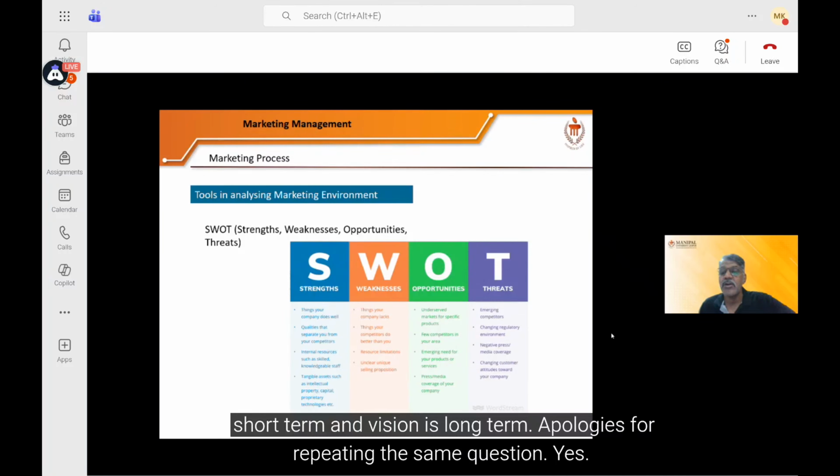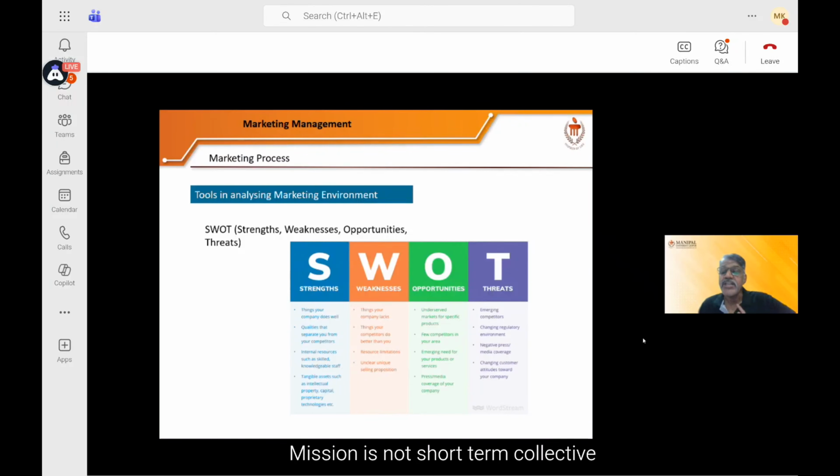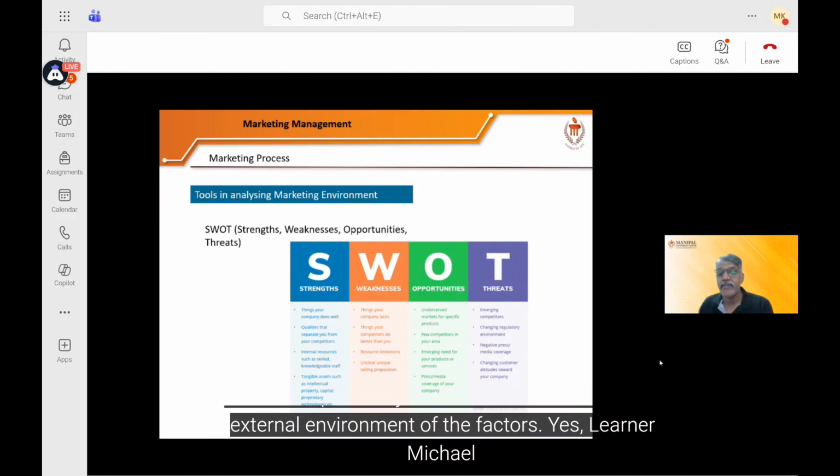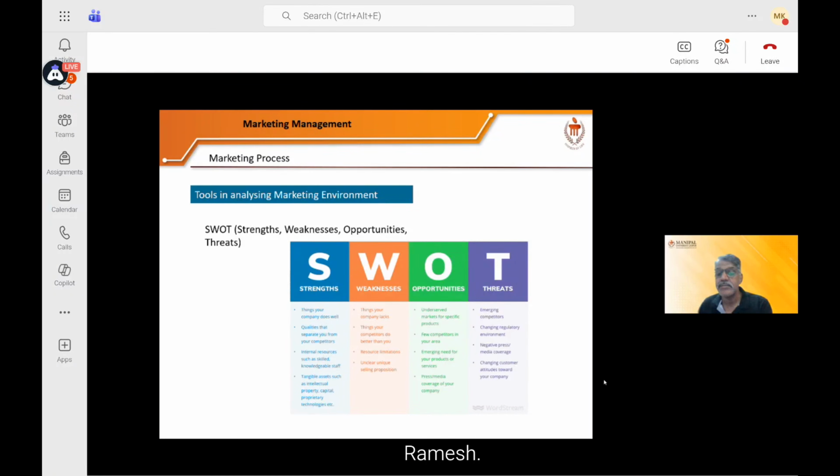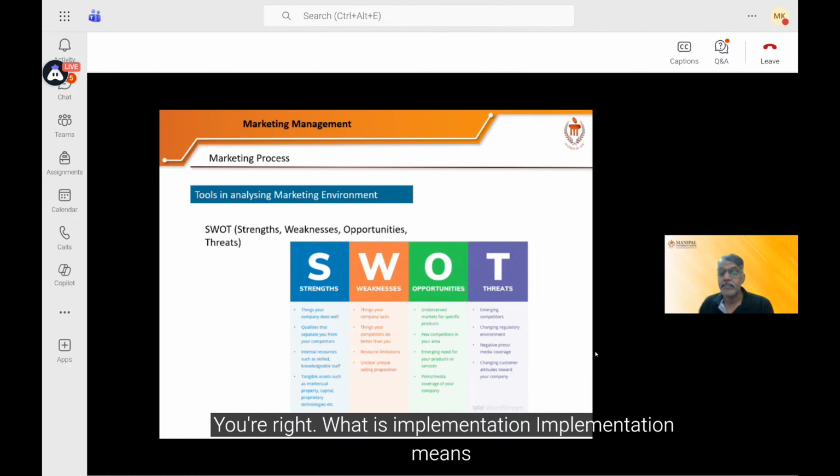Correct me if I am wrong, Sakshi Kumari: mission is short term and vision is long term. Mission is not short term. The collective of all objectives together is mission. To confirm, SWOT analysis includes both internal and external environment factors. Yes, learner Michael Ramesh, you're right. What is implementation? Implementation means putting into use whatever you have decided.